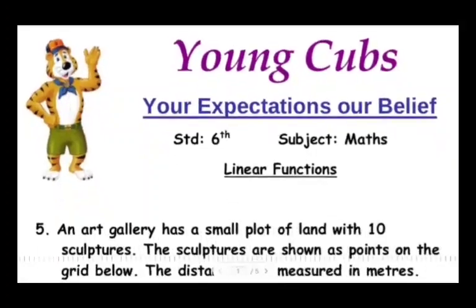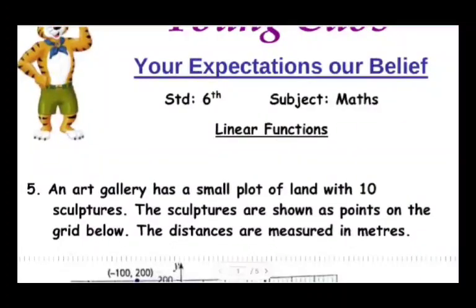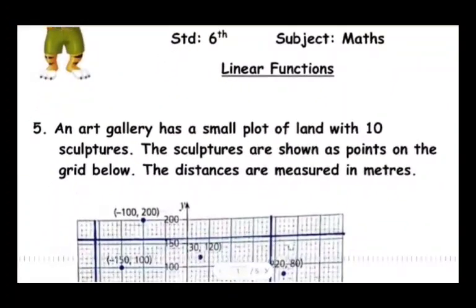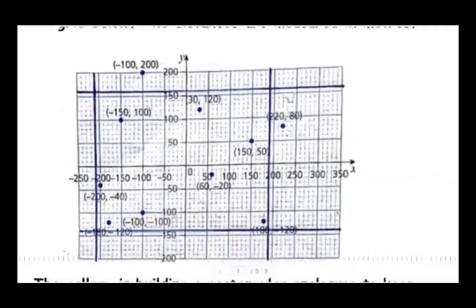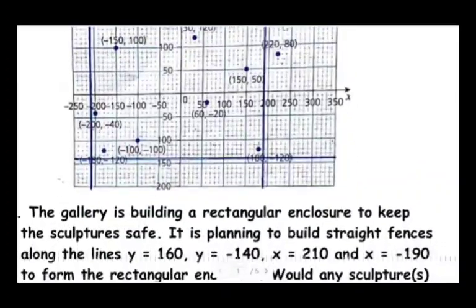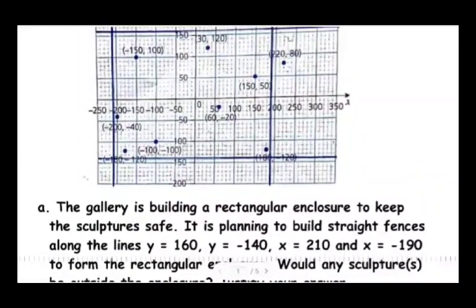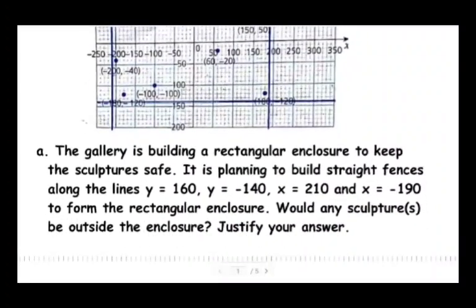Okay, so let's start. An art gallery has a small plot of land with 10 sculptures. The sculptures are shown as points on the grid below. The distances are measured in meters. Okay, so there are 10 of them. The gallery is building a rectangular enclosure to keep the sculptures safe. So it's building a rectangular enclosure.